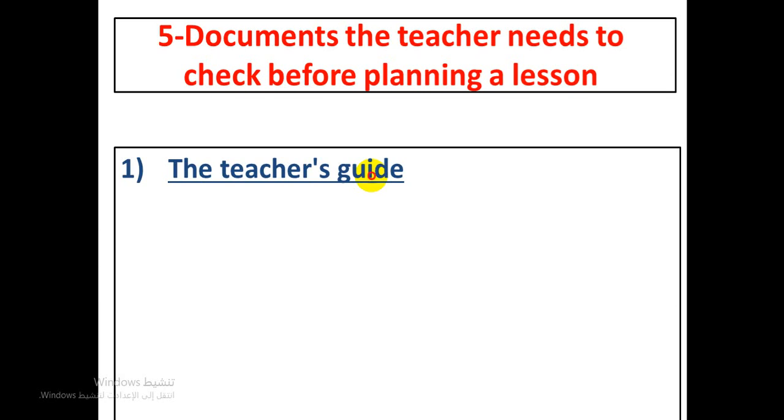And we have the student's book. While checking the student's book, the teacher needs to make sure: is the student's book based on the approach you prefer? Is it visually alive and well presented? Does it have good pictures? Is the vocabulary useful and in current use? Is the structure graded? Do all the students have the book?